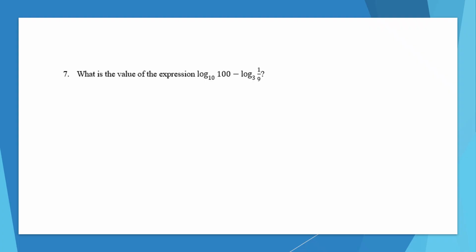Number 7, what is the value of the expression log base 10 of 100 minus log base 3 of 1 over 9? So here, let's take each one and convert it into just a number. So log base 10 of 100 is, 10 to what power will get you 100? That's going to be 10 squared is equal to 100. So this is going to be equal to the number 2.